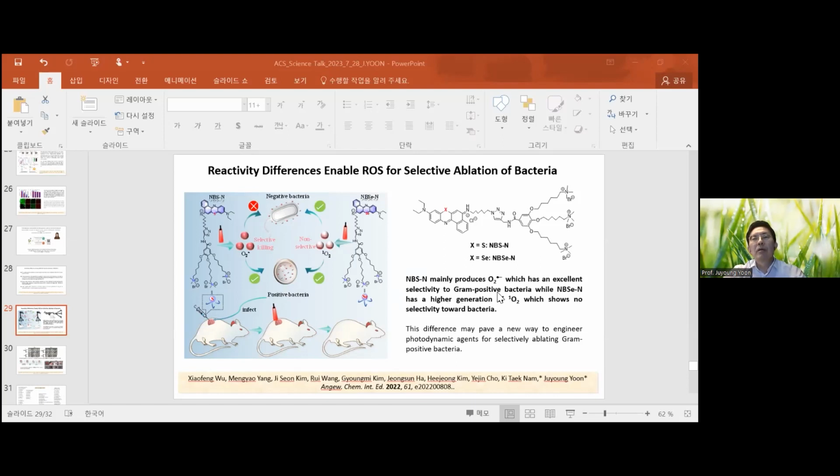That's maybe one of the approaches which can be used to design for gram-positive bacteria. But then again, whether this selectivity for gram-positive versus gram-negative is really important, or whether a broadly bacteria-killing photosensitizer is effective, that's something we still have to think about. But anyhow, the selectivity comes from this difference.